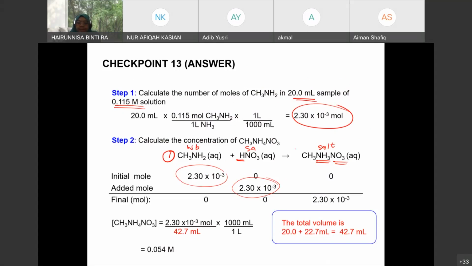Okay, so yang penting yang kita nak tengok is this one, salt. So, kenapa kita nak tengok mole of salt? Because we want to find concentration of salt, mole over volume kan. Just that kat sini, dia tak tunjuk tau. You kena carilah. You boleh guna method ni eh. MAVA over MBVB equals to A over B.